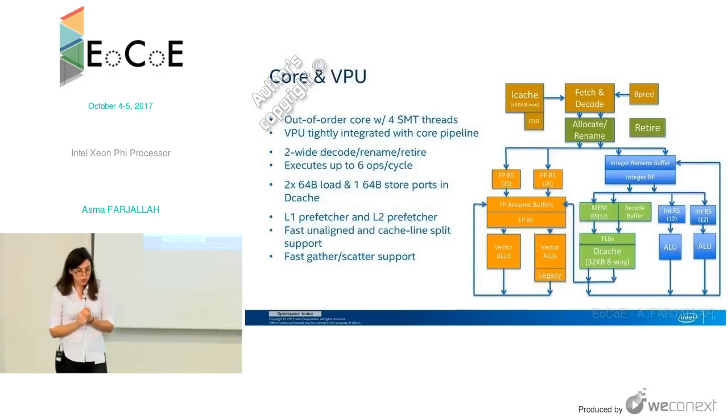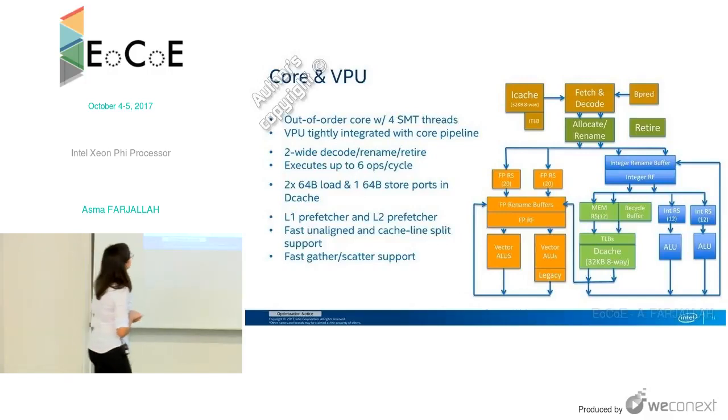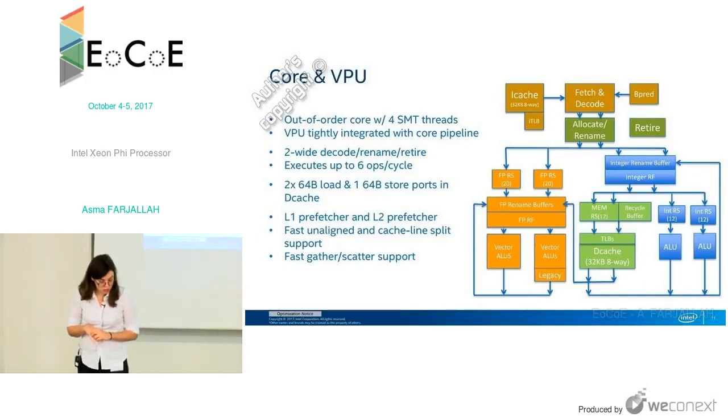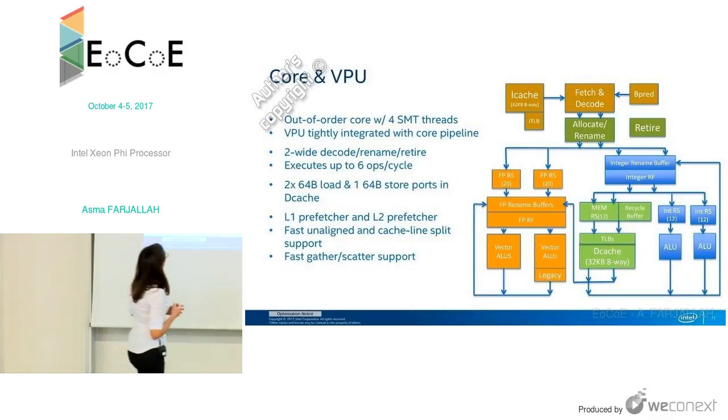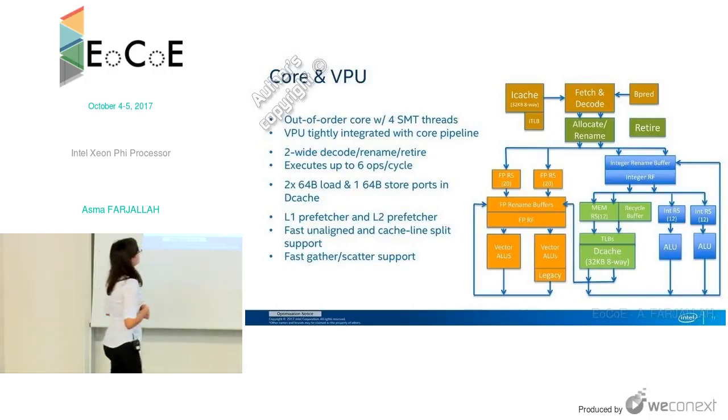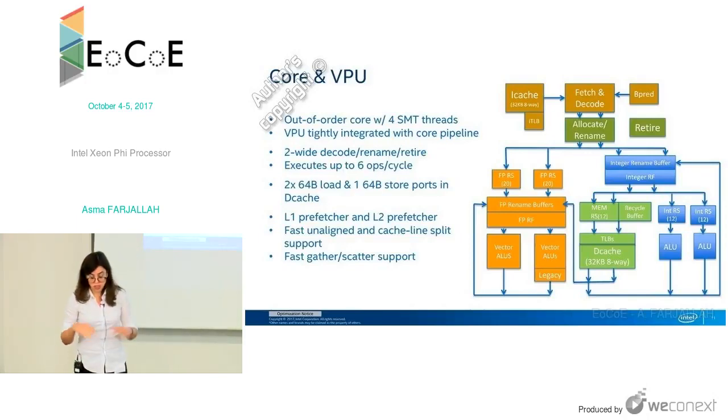So, VPU quickly. Per core we have 4 threads. One important thing is the load and store ports that we have. We have 2 64-byte loads and 1 64-byte store. Also, we have some improvements in terms of cache line splits and the access to these cache lines that can be unaligned. It's supported. We also have the gather and scatter support via AVX512.